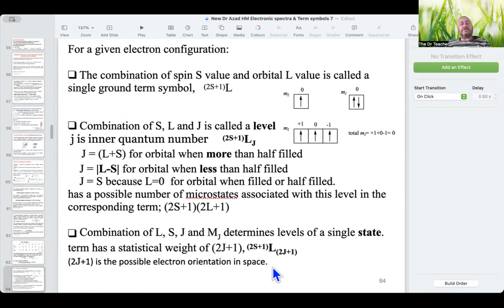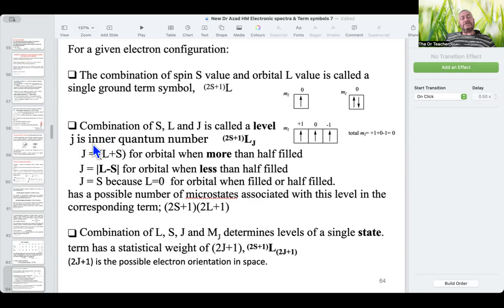Okay, so now we go to application. The combination of spin S value and orbital L is called a single ground term symbol. The multiplicity is 2S plus 1. When you have S, it means one orbital, which is S. When you have one electron here, or two electrons in S, this is maximum. So ML is 0.